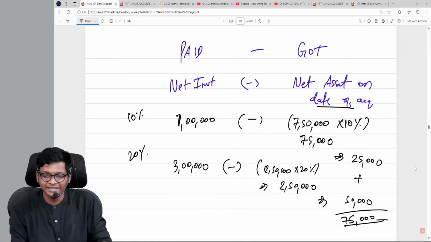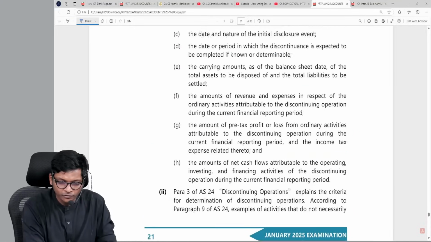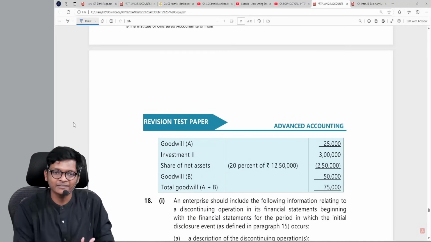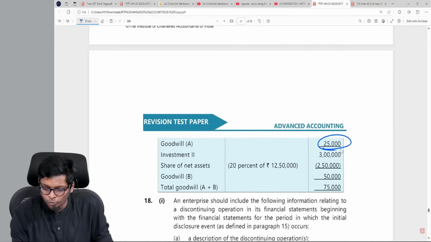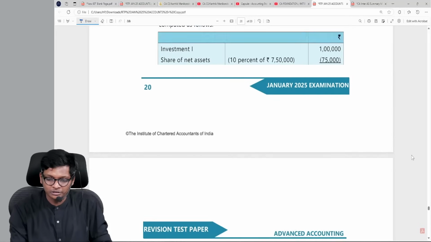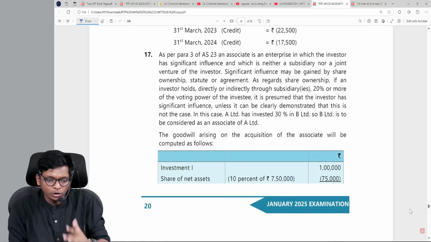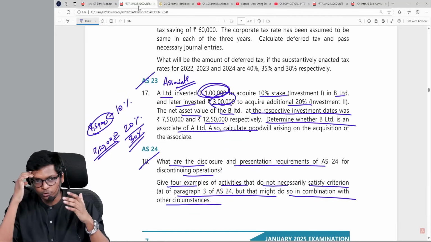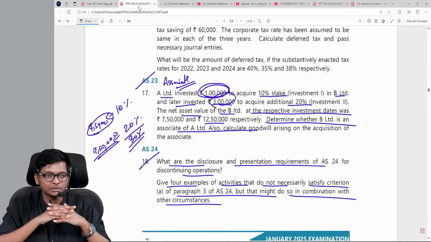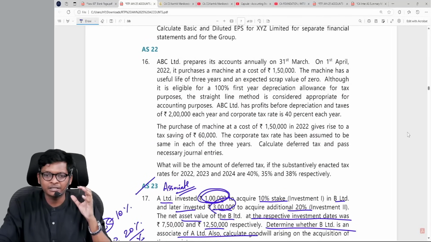Are you following, guys? That only will be in the answer also. So if we go to the answer of question number 23, I will just cross check every time just for our satisfaction. Goodwill first case 25,000, second case 50, total 75. So basically goodwill computation you have to do it 2 times. And then you should also establish that this is an associate because it's more than 20%. Are you following, guys? Next, 22 I will do it sometime later.